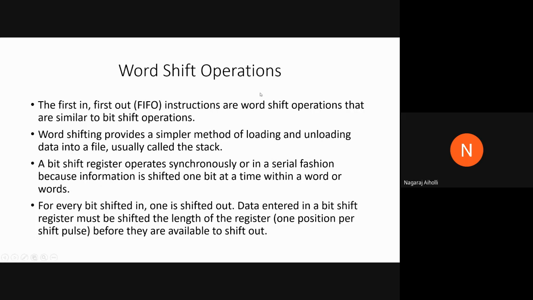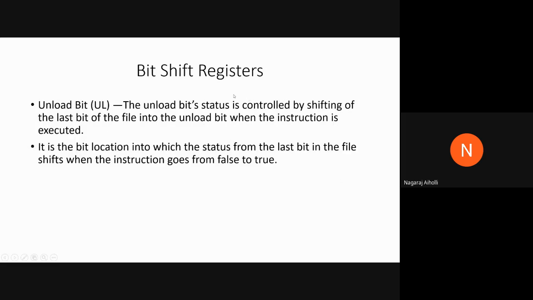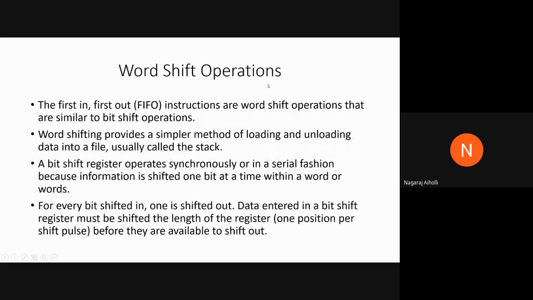Then we have the word shift operations. These are the bit shift registers which are meant to shift individual bits. Right? Then similarly, we have the word shift operations to shift the data word by word. In bit shift operations, what happens? The data is shifted bit by bit.